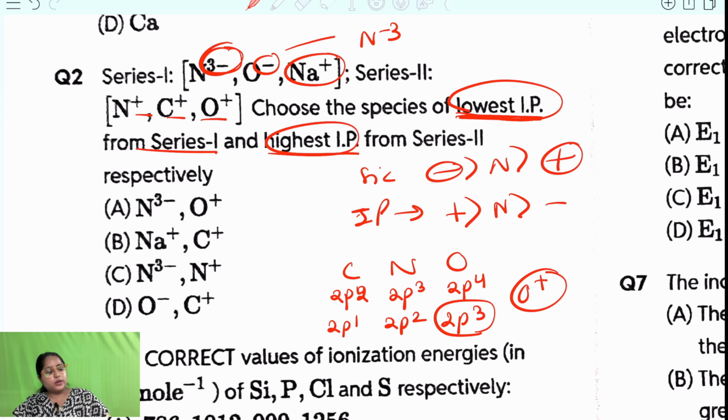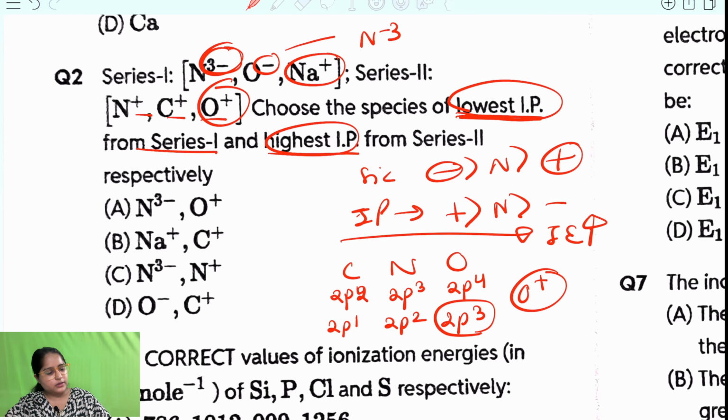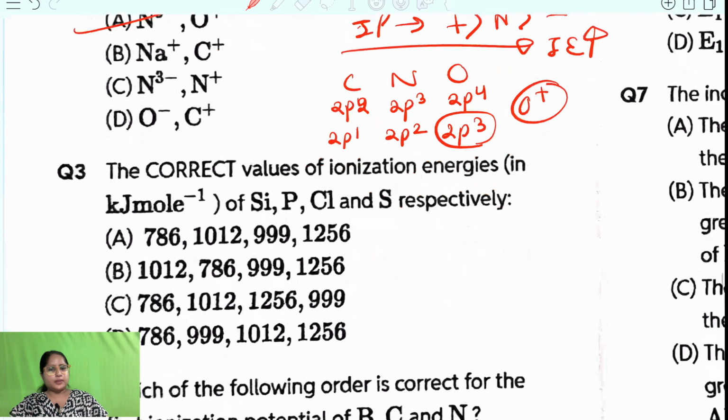O plus will be the maximum, and anyway we know left to right ionization energy increases. But in general, for the first IP nitrogen will be more, but here they are asking the second IP, so oxygen will be more. So, oxygen O plus, and so option number 1 will be the right answer.